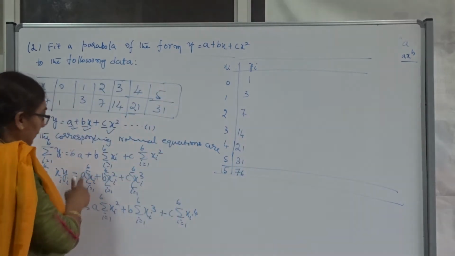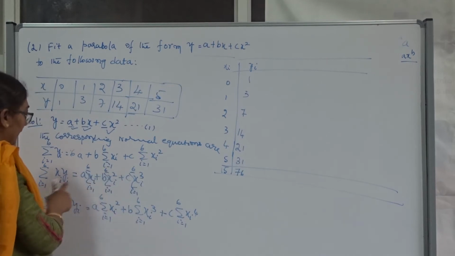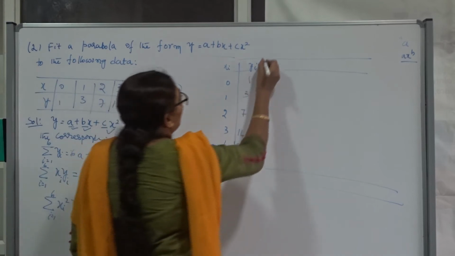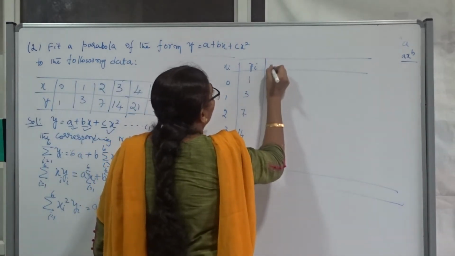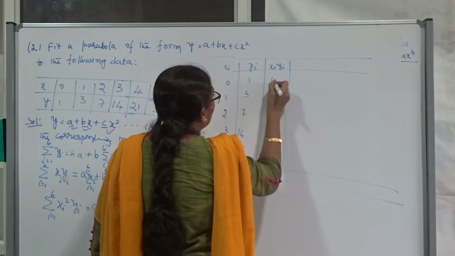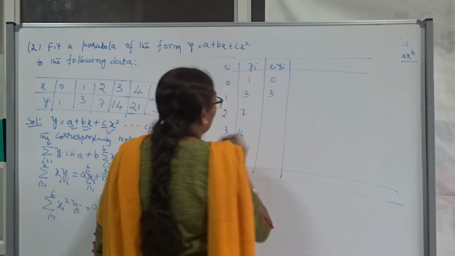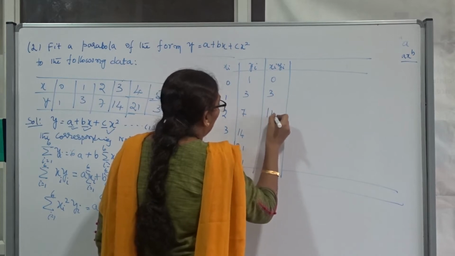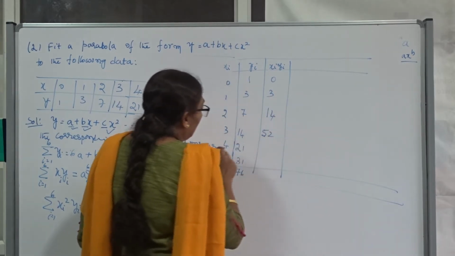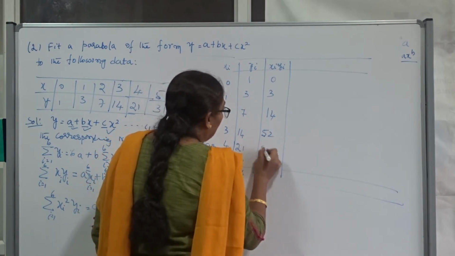Not only this, I require the values of Σxi², Σxiyi, Σxi²yi, Σxi³ and Σxi⁴. First, calculate xiyi. How to calculate xiyi? 0 into 1 is 0, 1 into 3 is 3, 2 sevens are 14, 14 threes are 42, 21 into 4 gives 84.